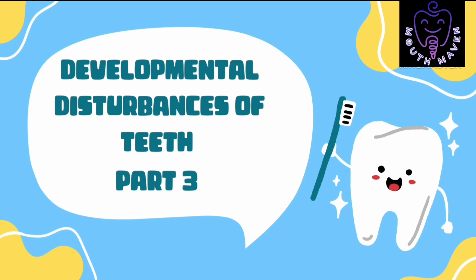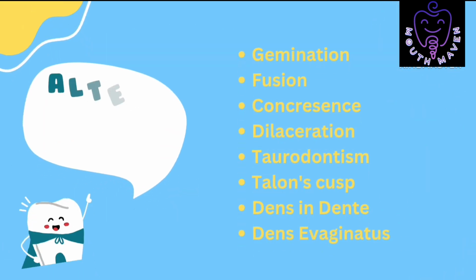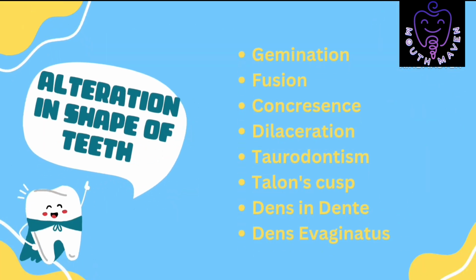Now let us start with our today's topic. Today's topic is alteration in shape of teeth. It is of the following types: gemination, fusion, concrescence, dilaceration, taurodontism, talons cusp, dens indentae, dens invaginatus.